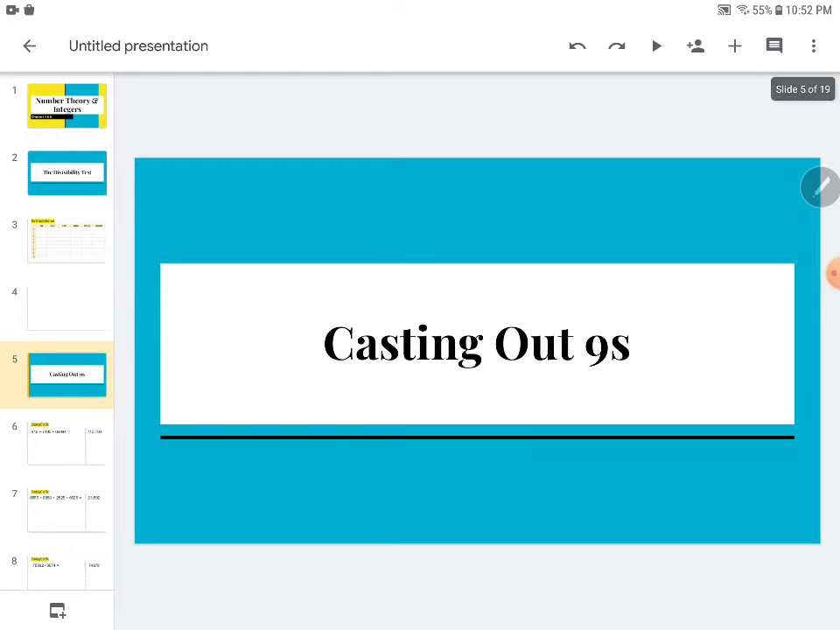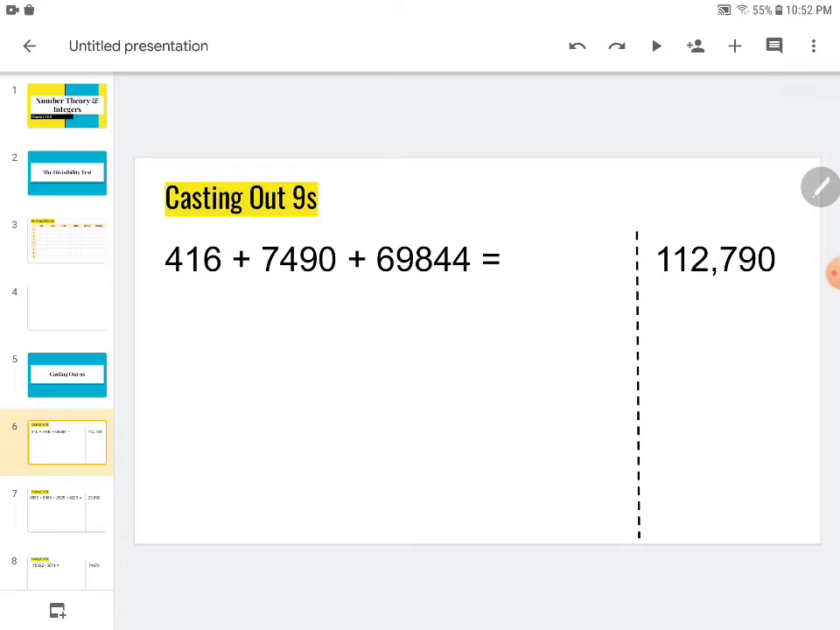We're going to start out with casting out 9s for our problem number 2. Now this is very simple. I'll go ahead and pop it on question number 1. We're given a problem of 416 plus 7,490 plus 69,844 is equivalent to 112,790. It looks like a bunch of big numbers. It's actually really not that bad.